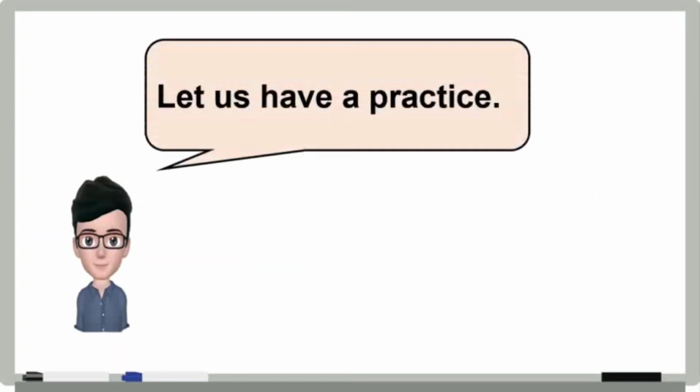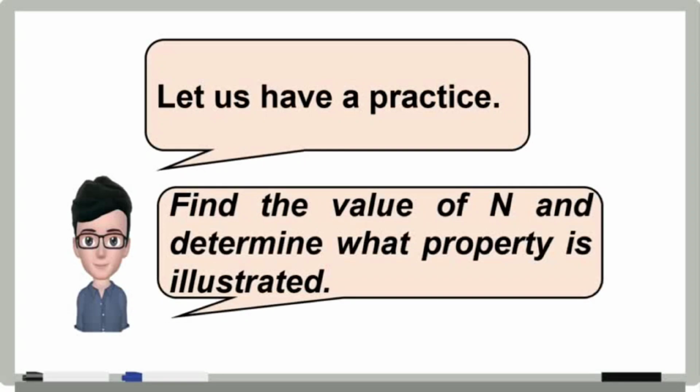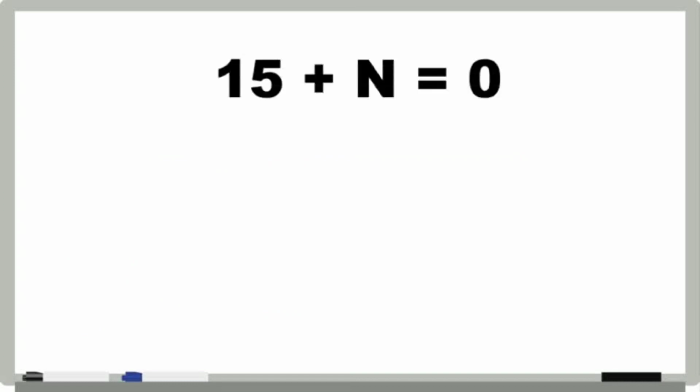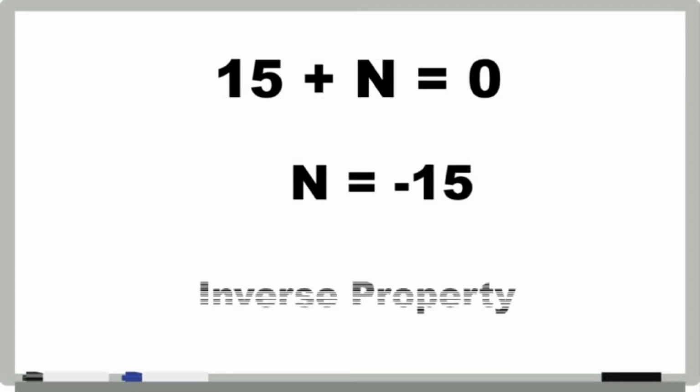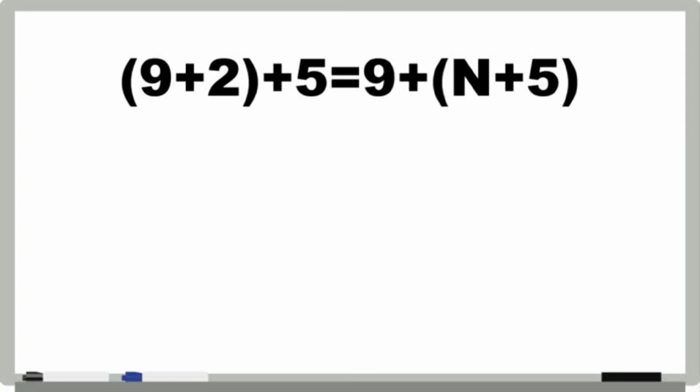That's why, have a practice. So, I want you to find the value of n and determine what property is illustrated. Now, let's have the first one. 15 plus n equal to 0. What is the value of n? Negative 15. And what property did you apply? Inverse property. Okay, good. Next, quantity 9 plus 2 plus 5 is equal to 9 plus the quantity n plus 5. What is the value of n? 2. And what property? Associative property.